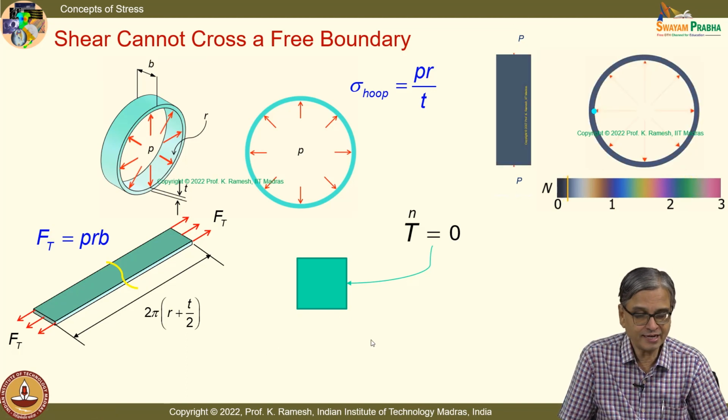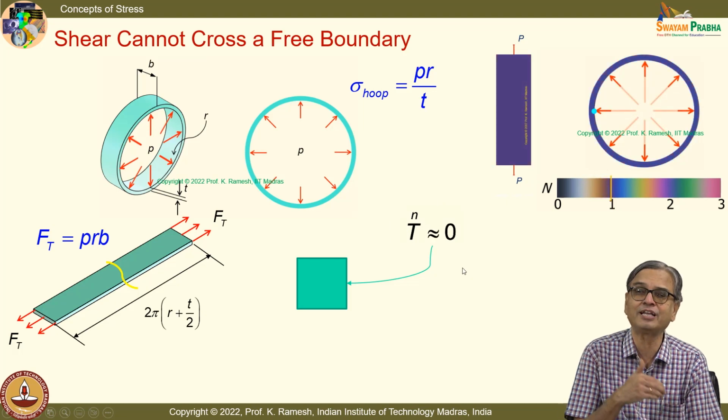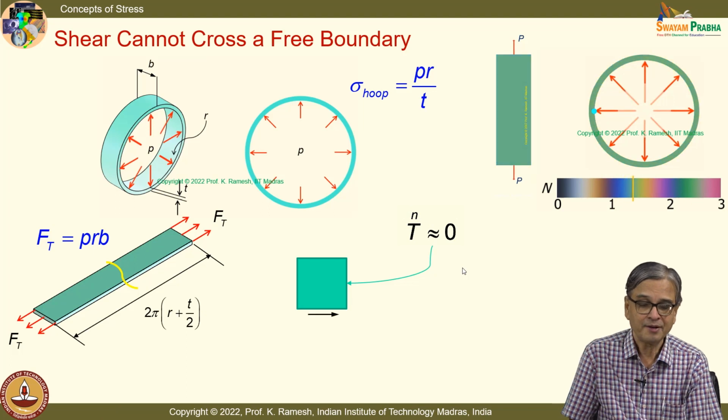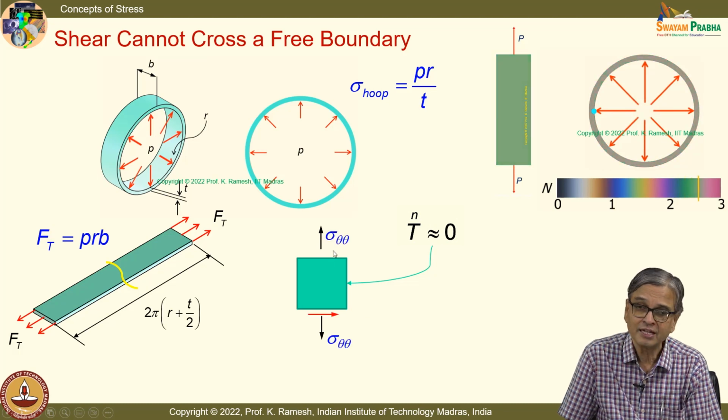I would say that shear is 0, we have to investigate. Tn equal to 0 may not be strictly correct, because in many problems we ignore the radial stress. Okay, but there is no shear on this boundary, and shear cannot cross that boundary because shear is not there. So, shear cannot cross, but I can have a stress in this direction.